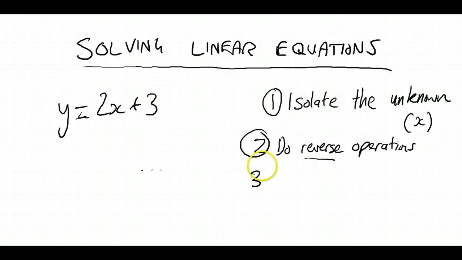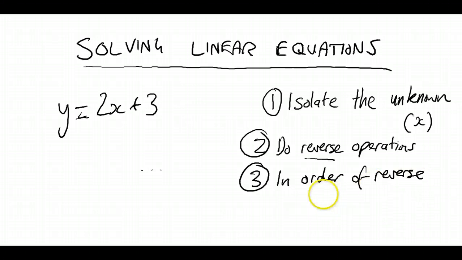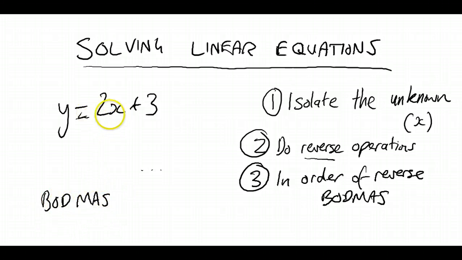Okay, the answer is in order of reverse BODMAS. We do the reverse operations in order of reverse BODMAS. So BODMAS is what tells us what order to do operations in. If I actually had 3 plus 4 times 5, then I've got a dilemma. Do I do 3 plus 4 and then times 5, or do I do 4 times 5 and then add 3? The order makes a difference. And BODMAS tells us what order to do it in.